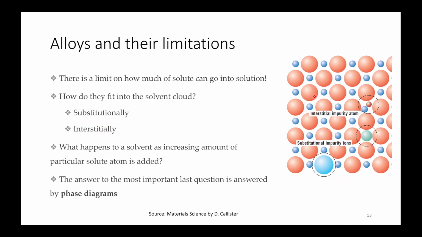So interstitial sites are these sites that are present in between these solvent atoms. These will be interstitial sites. So your impurities or alloying elements, they can go and sit there as well. Now what happens to a solvent as an increasing amount of a particular solute atom is added? So as we keep on increasing the amount beyond the solubility, what happens, that is seen in your phase diagram. So the answer to this most important last question is given by phase diagrams.